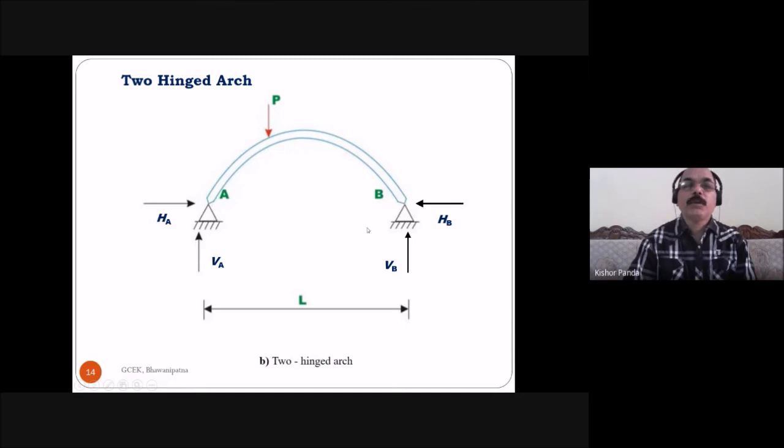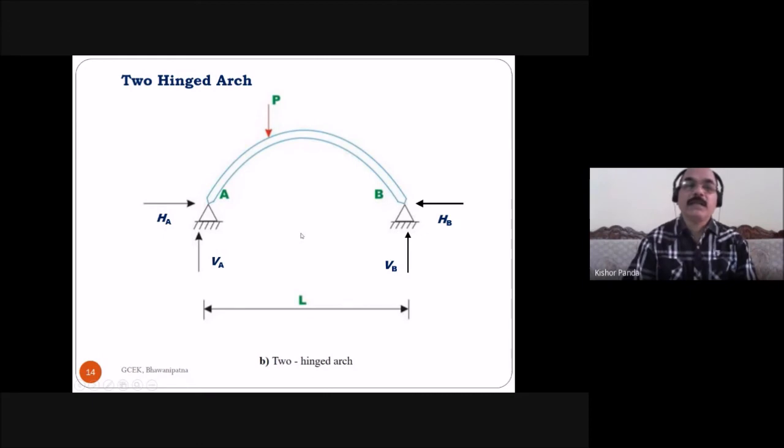This is one support and this is another support. So this is one hinge and this is another hinge, but there is no hinge present at the crown. So here the horizontal reaction at A is HA, and the vertical reaction at A is VA, and the horizontal reaction at B is HB, and the vertical reaction at B is VB. So these are the 4 reaction components.